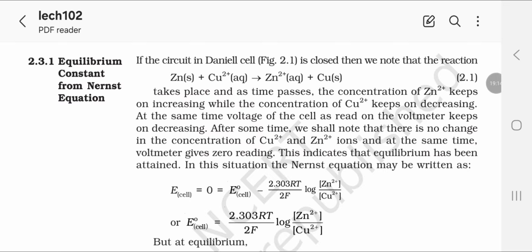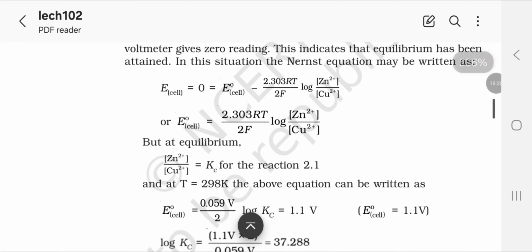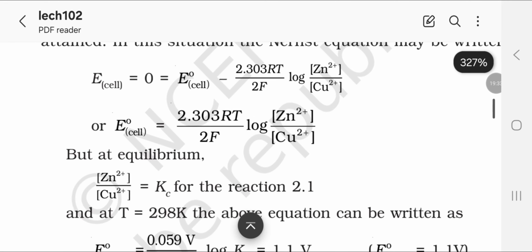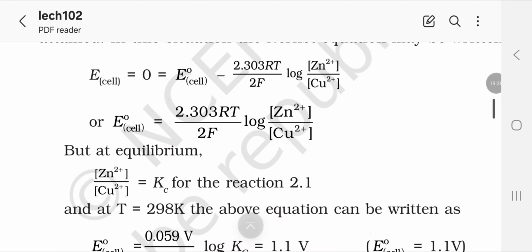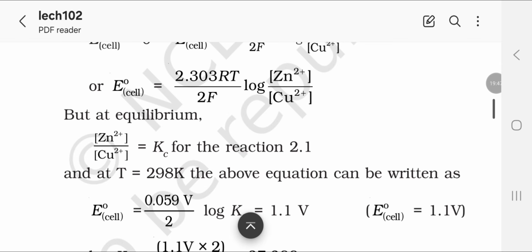After some time, we shall note that there is no change in the concentration of Cu2+ and Zn2+ ions, and at the same time, the voltmeter gives zero reading. This indicates that equilibrium has been attained. In this situation, the Nernst equation may be written as E cell is equal to 0, equal to E naught cell minus 2.303 RT by 2F into log of Zn2+ by Cu2+, or E naught cell is equal to 2.303 RT by 2F into log of Zn2+ by Cu2+.